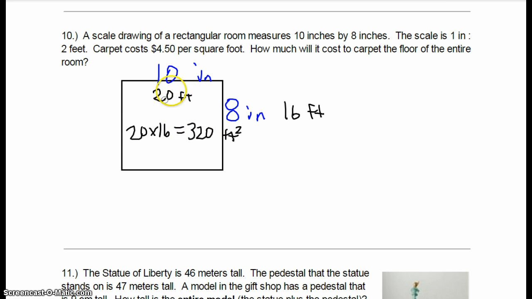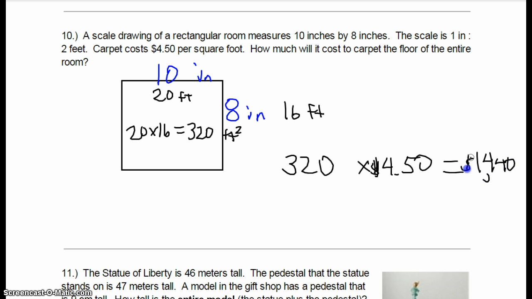So step 1, convert inches to feet in real life. Step 2, find the area. Step 3, find the cost. So if it's 320 square feet and every one of those square feet costs $4.50, I can just multiply and I'll get $1,440. So just to recap, I used the scale drawing to find out how big the room was in real life first. Then I found the area. Then I found the cost.